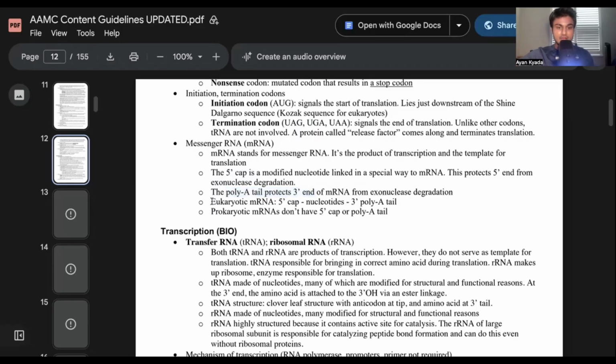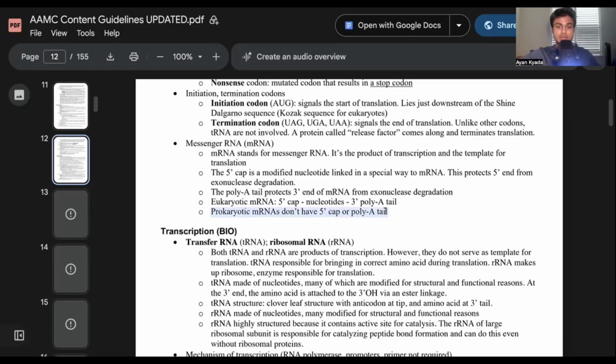So for eukaryotic mRNA, you must have a 5' cap and a 3' poly A tail. That is a post-transcriptional modification for eukaryotes that allows the mRNA transcript to travel from the nucleus to the ribosomes to begin the process of translation.